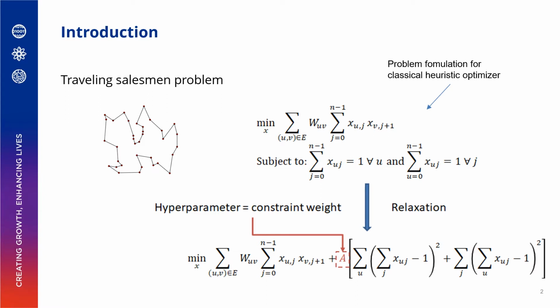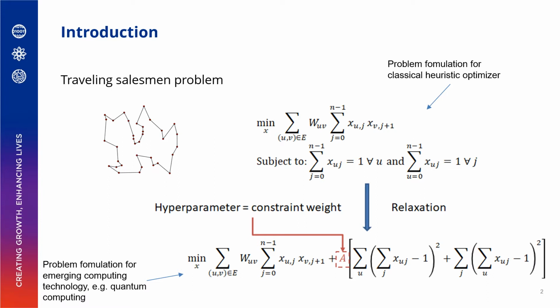TSP can be formulated as this constraint problem. The objective is the sum of steps taken by the salesman. The constraint states that at any moment there is only one salesman. The salesman visits each city exactly once. If we combine the objective and constraints, we have the unconstrained objective, as shown below.